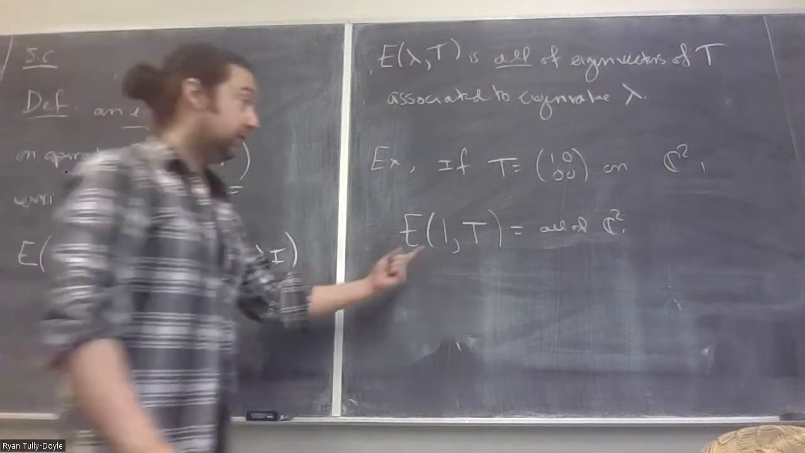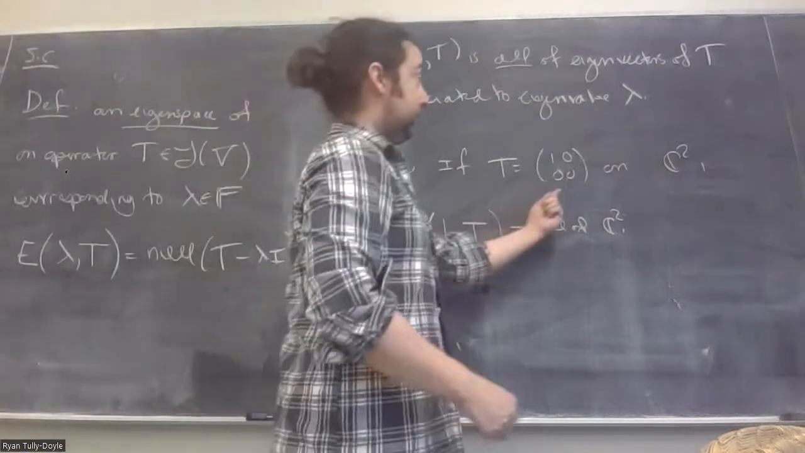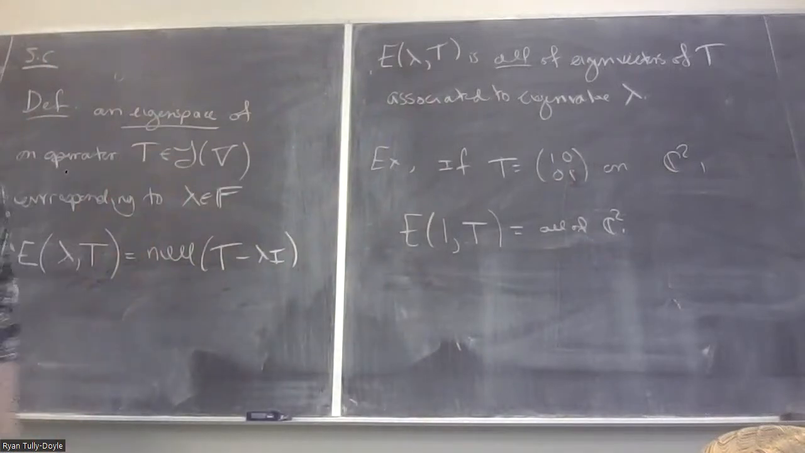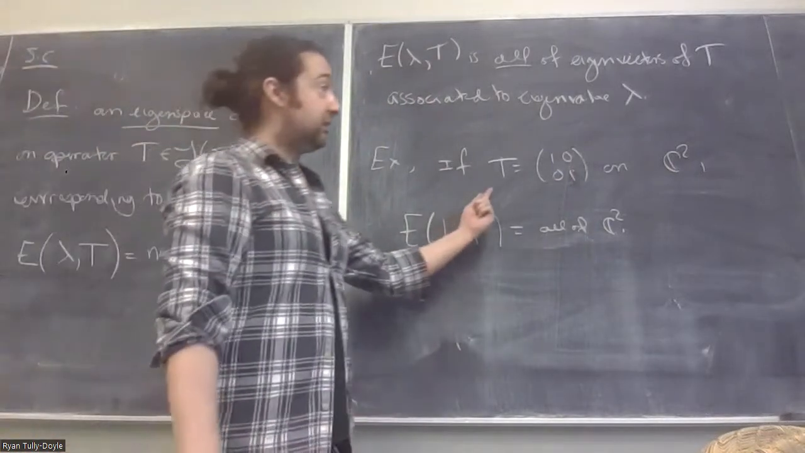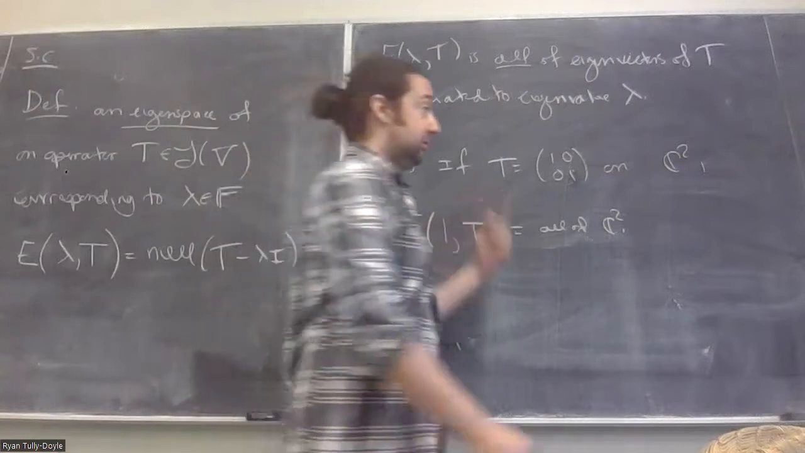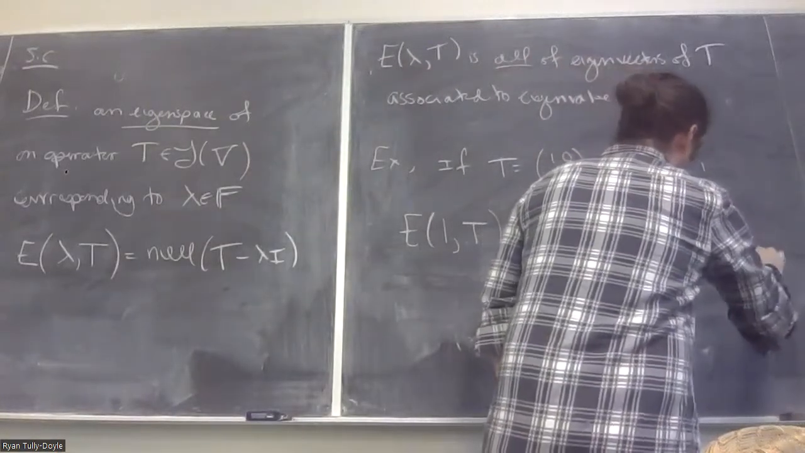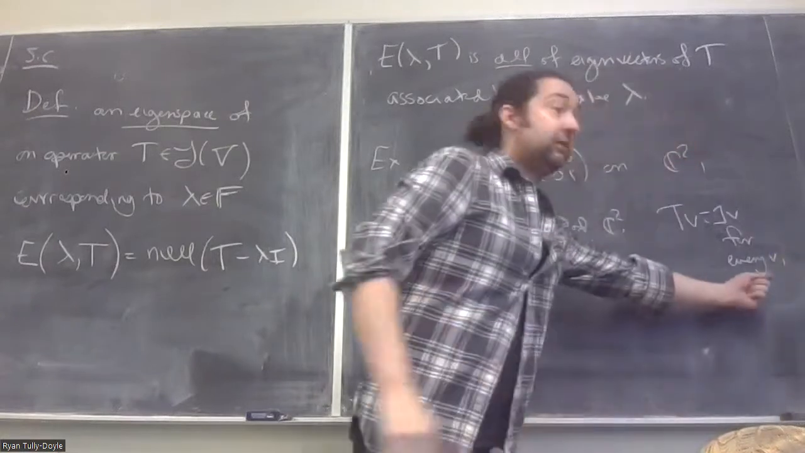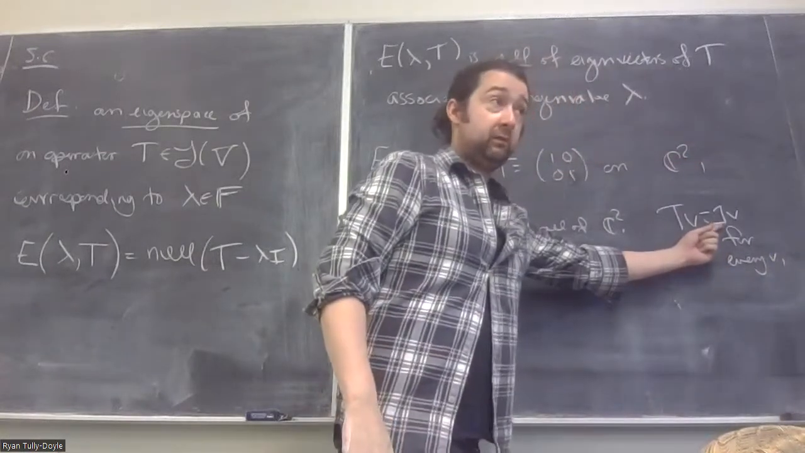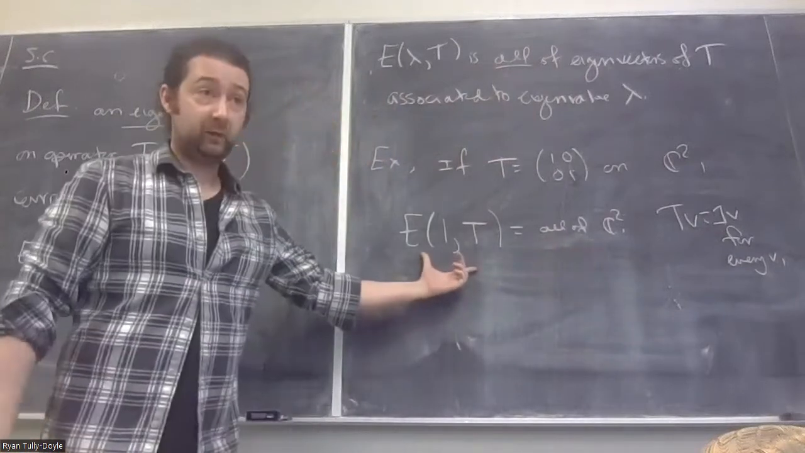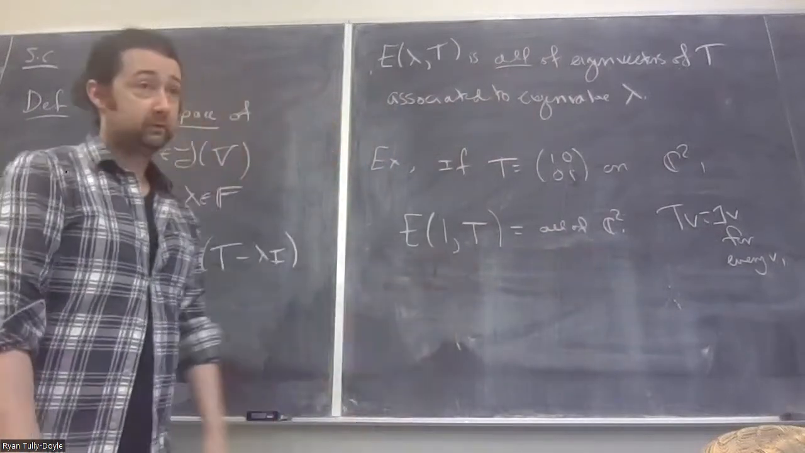Because it's always the case. So this is supposed to be a 1 here, but it was not supposed to be a projection. It's supposed to be the identity. The idea here is that T of V is equal to V for every V. If TV is equal to 1V for every V, then every vector V is an eigenvector for 1. And so all of the two-dimensional vectors must be in the eigenspace of the eigenvalue 1.